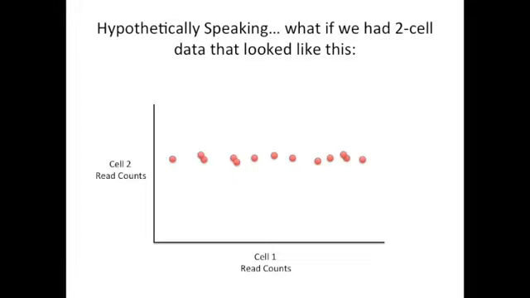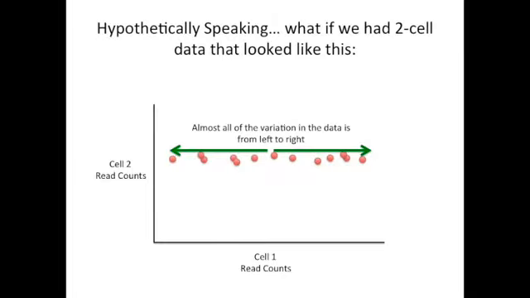To answer that question, we're going to go back to a data set that just has 2 cells and 2 dimensions. Hypothetically speaking, what if we had 2-cell data that looked like this? Here, we see that almost all of the variation in the data is from left to right. That is to say, cell 1 has some genes that are lowly transcribed and some genes that are highly transcribed. But it looks like all of cell 2 genes are all transcribed at the same level.